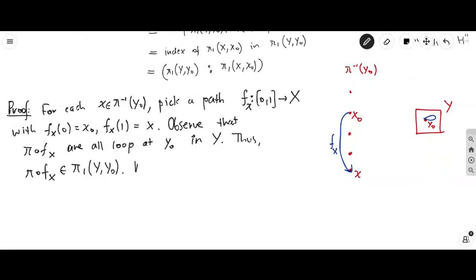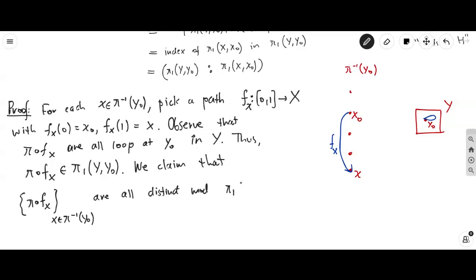And we claim that this collection, pi composed fx, so that collection, this is a set of loops where x ranges over the points in the fiber, are all distinct mod this subgroup. They're all distinct mod the subgroup.